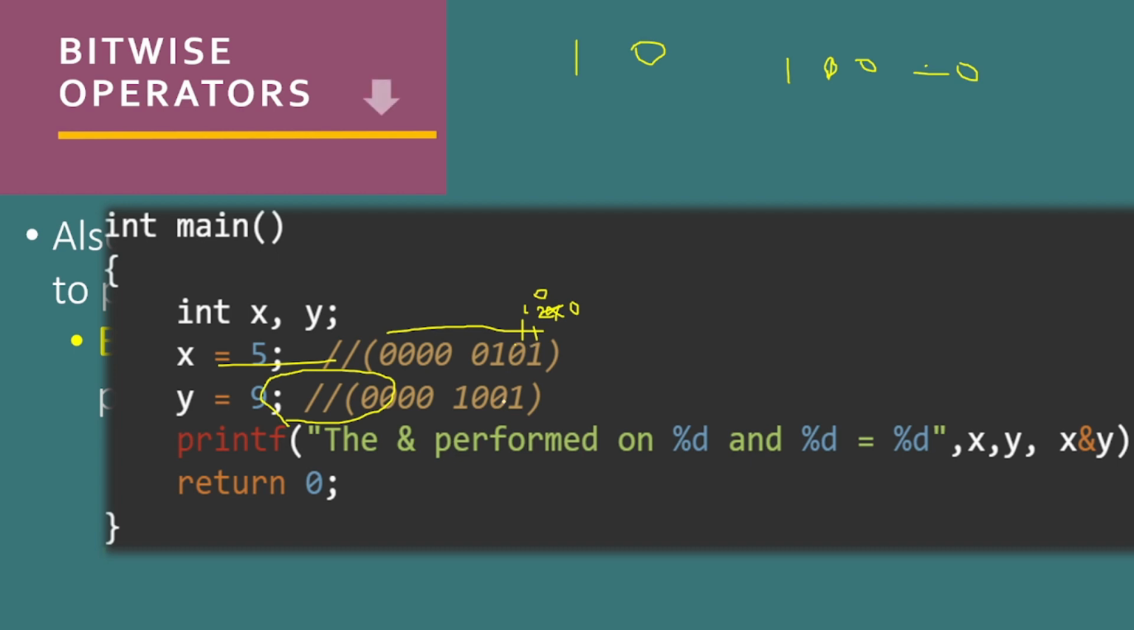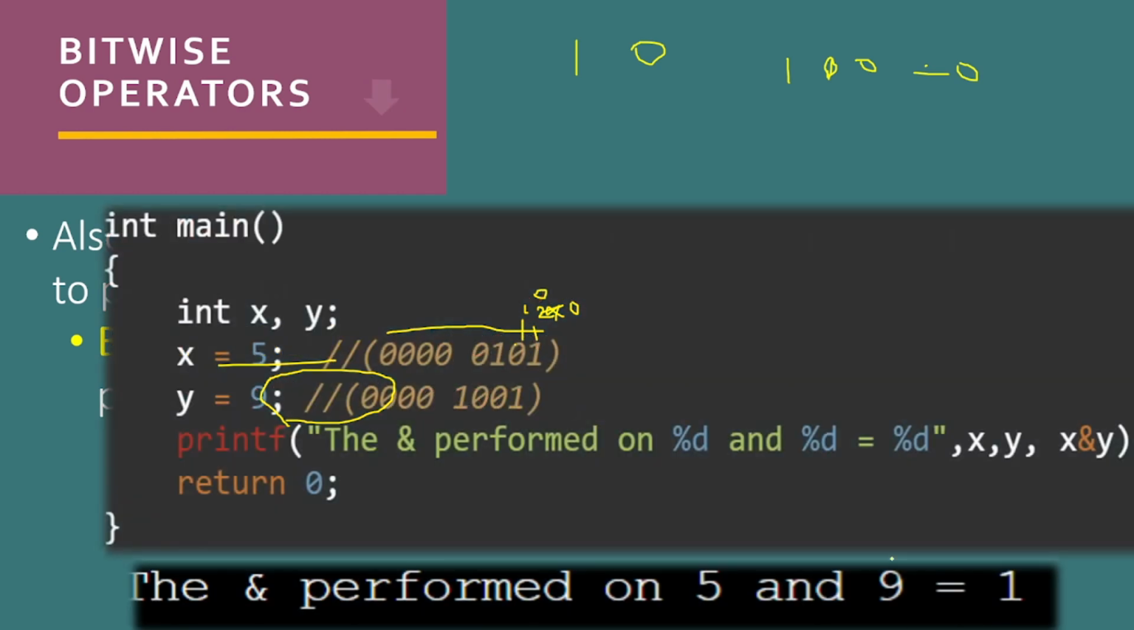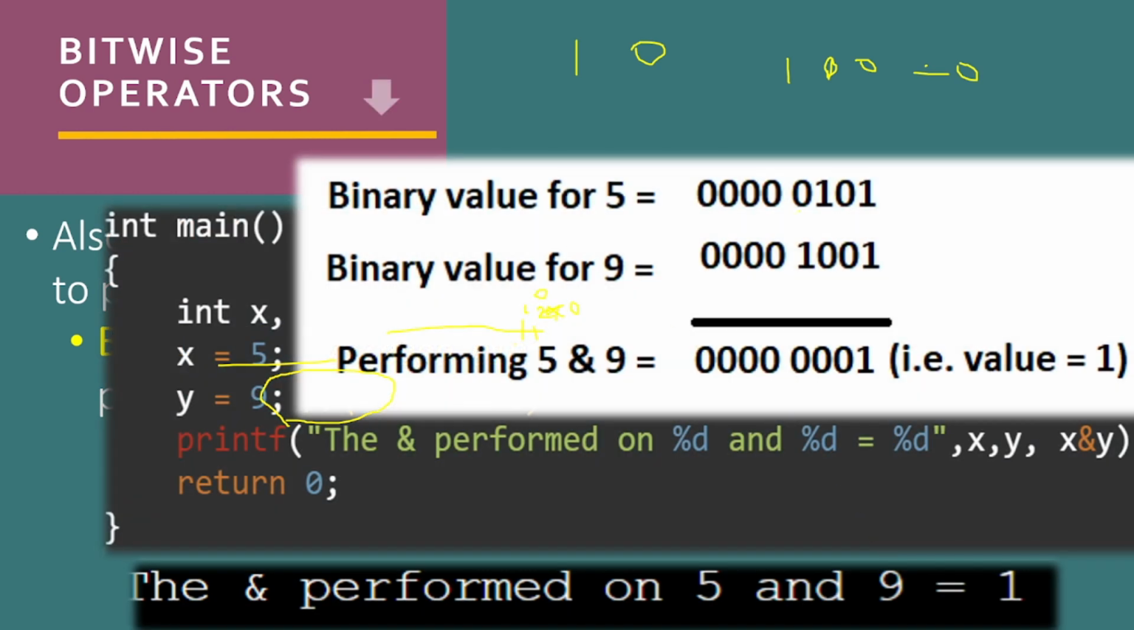If I'm performing bitwise AND between these, this becomes 1. And how does it become 1? Let us understand. The binary for 5 is 0, 0, 0, 0, 0, 1, 0, 1. And the binary for 9 is 0, 0, 0, 0, 1, 0, 0, 1. So 1, 1 becomes 1, 0, 0 becomes 0, 1, 0 becomes 0, and 1, 0 becomes 0. So this becomes 1 finally. Okay. So this is called AND.